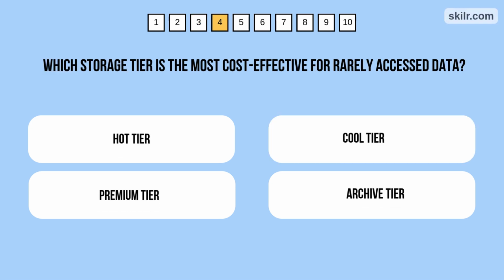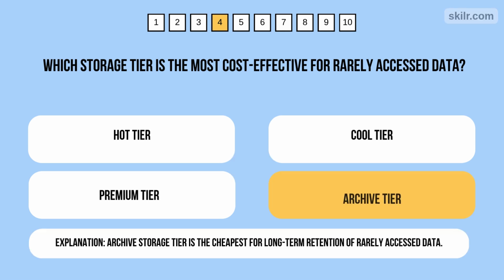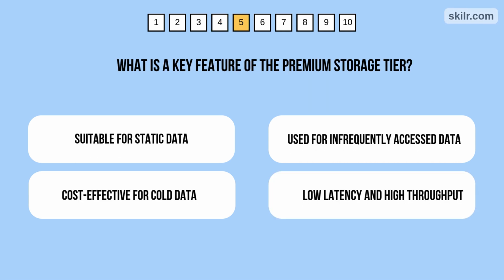Question 4. Which storage tier is the most cost-effective for rarely accessed data? The answer is Archive tier, as Archive Storage tier is the cheapest for long-term retention of rarely accessed data. Question 5. What is a key feature of the Premium Storage tier?